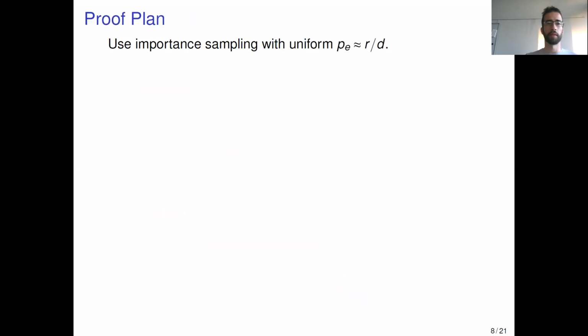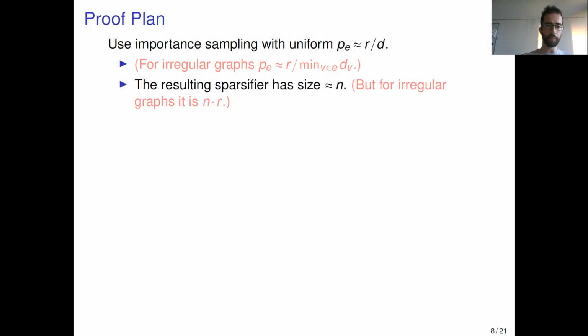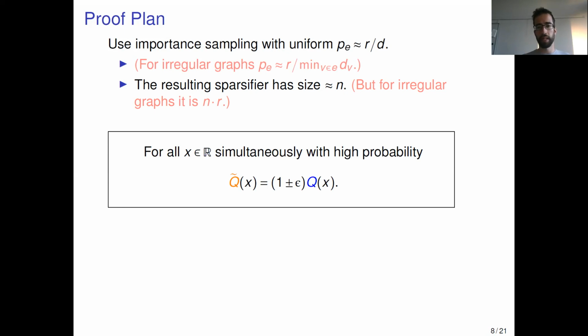All right, so what is our proof plan? We're going to use importance sampling. Thanks to the fact that we're dealing with a regular expander, we can actually use uniform sampling, which is really nice and convenient. For irregular graphs, this formula is slightly more complicated, but not significantly more complicated. And we get a nice small sparsifier as a result. Actually, for regular graphs, we get a linear size spectral sparsifier. Unfortunately, for irregular graphs, this is slightly worse. So this is where our factor r comes in. And again, what we need to prove is that this random quantity concentrates around this expectation for all x simultaneously.